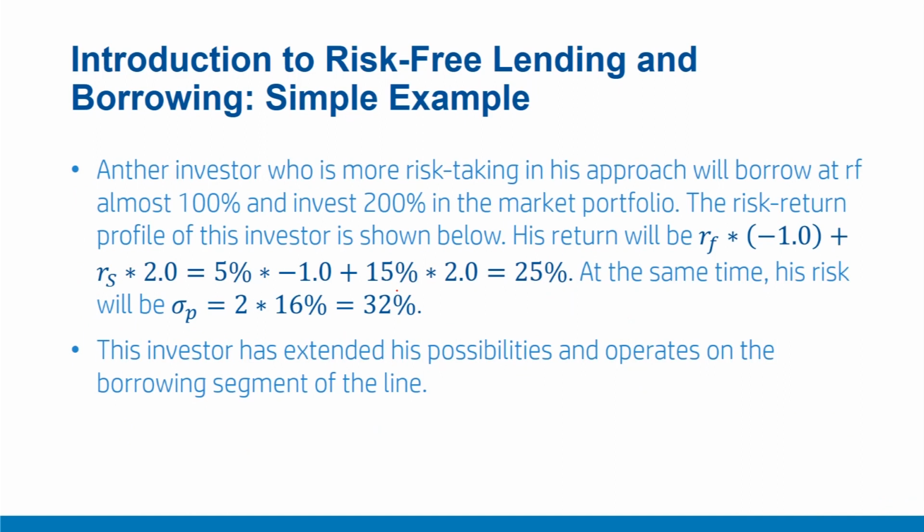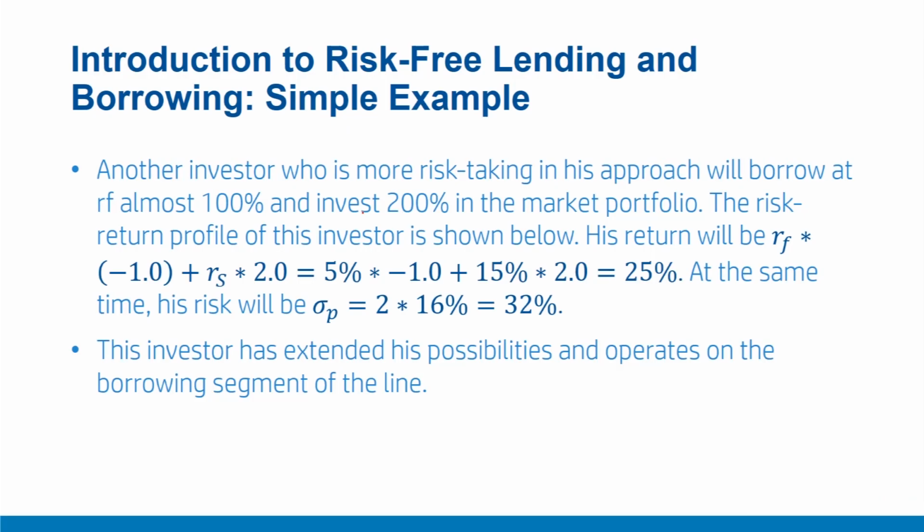Now consider another investor who is more risk taking in his approach. This risk taking investor would rather borrow at RF almost 100%, which is equal to his initial wealth, and invest the total amount, that is 100% of borrowed money plus 100% of initial wealth, that is overall 200% in this market portfolio S. And therefore we can easily compute the risk return profile of this investor in the following manner.